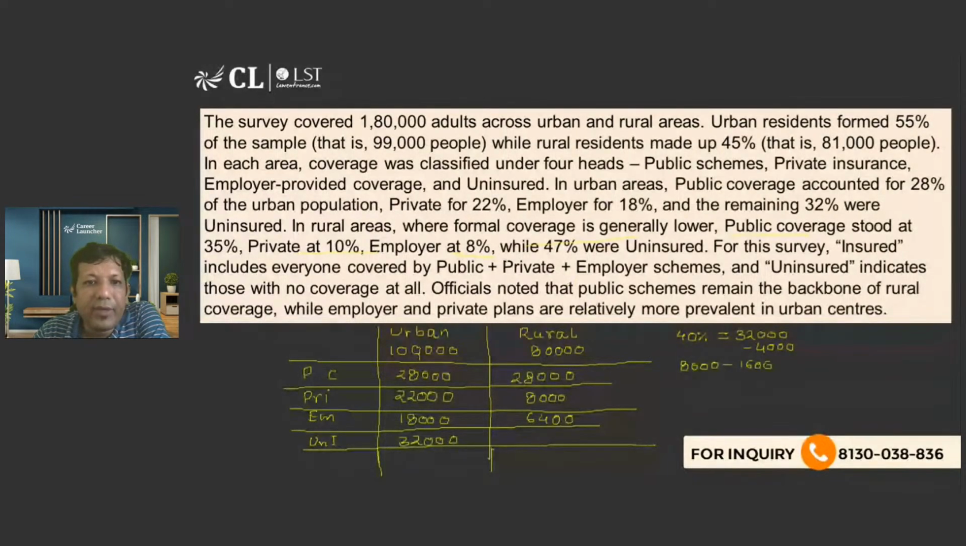And then we are going to have the remaining 47%. So 47% I'm going to take as 50% minus 3%. 50% comes out to be 40,000, and 1% is 800, so 3% becomes 2,400. So 37,600, and this is what we have. Agreed on these values?